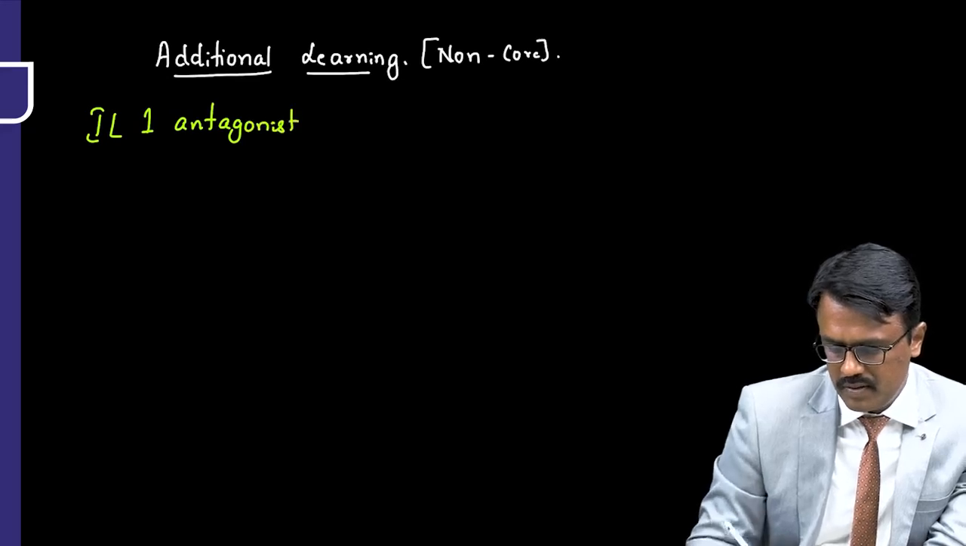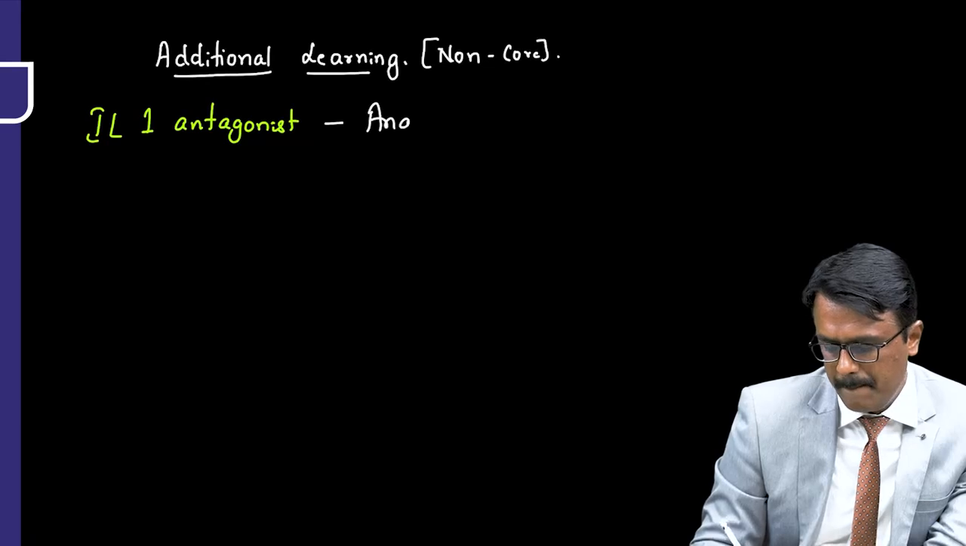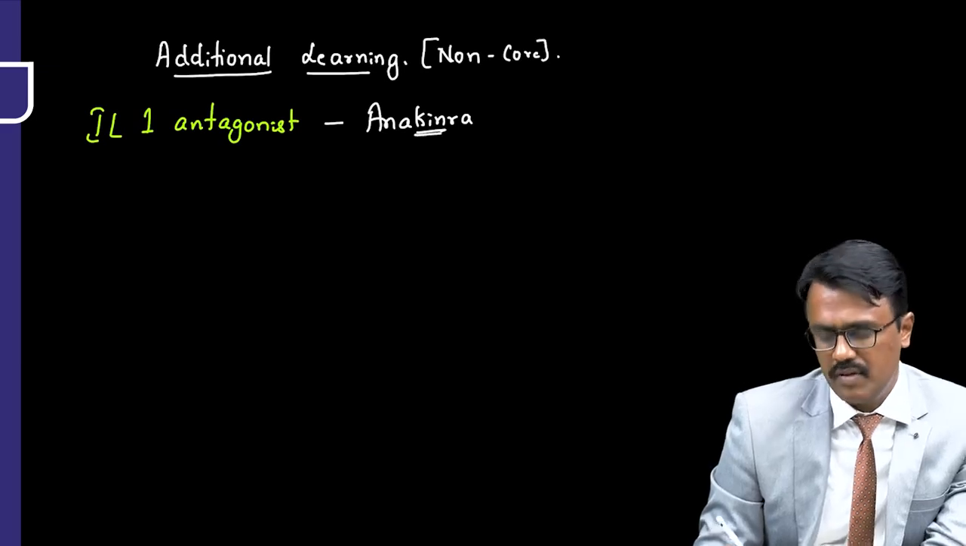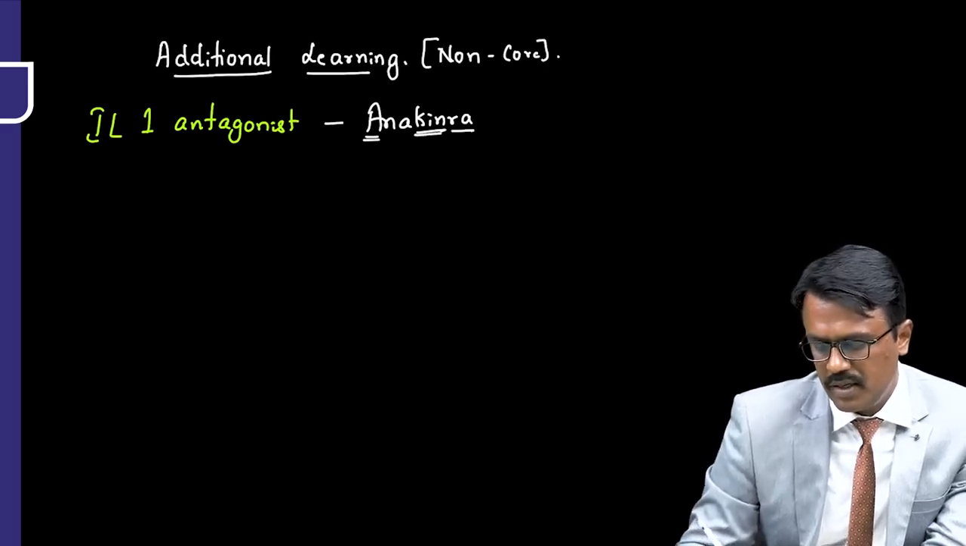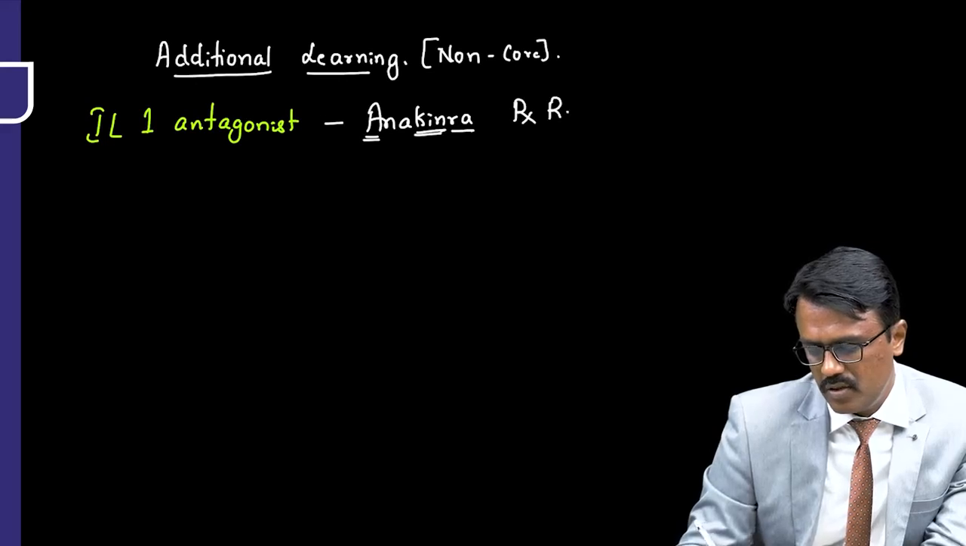The name of it is anakinra. So I told you: kin for interleukin, A for the first one, RA for rheumatoid arthritis. It is used in rheumatoid arthritis.